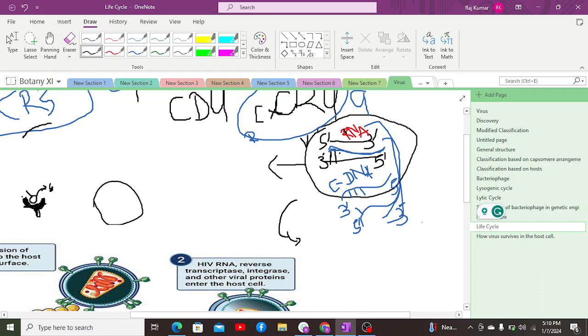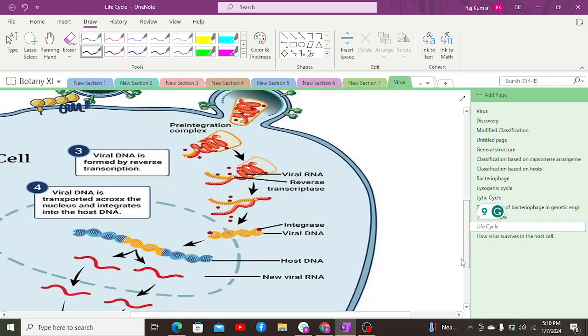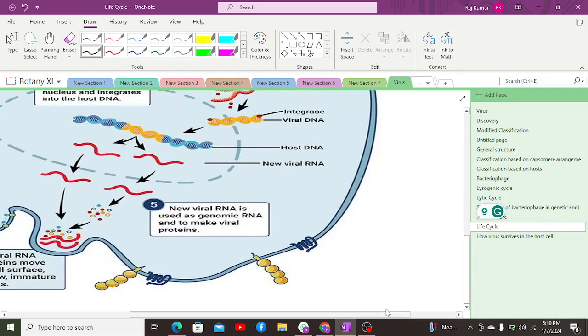Again, cDNA acts as a template strand for another strand of cDNA, which means the complementary DNA of the RNA acts as a template strand for the complementary DNA of the complementary DNA. So in this case, this is the same condition over here as well.